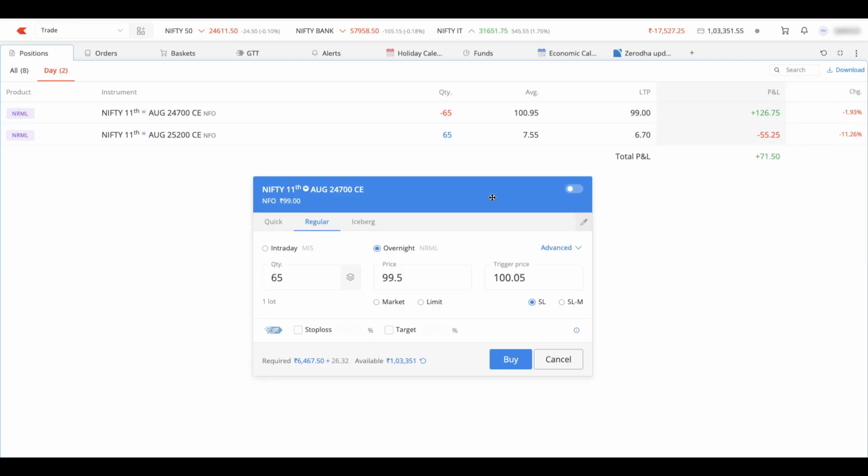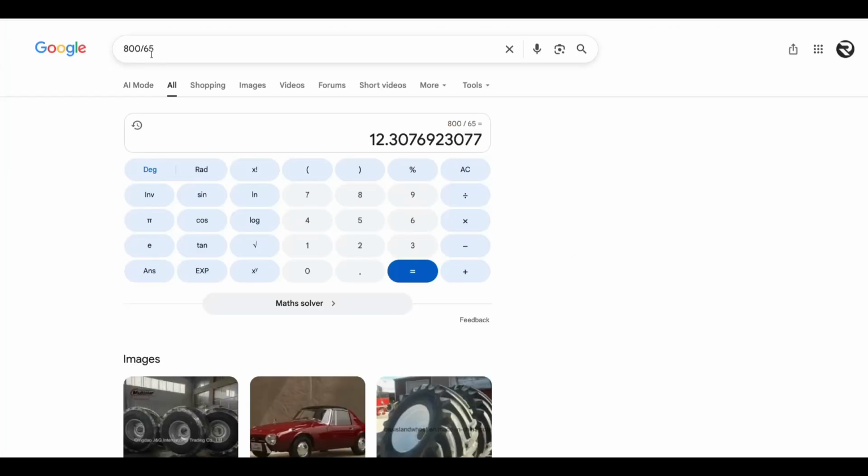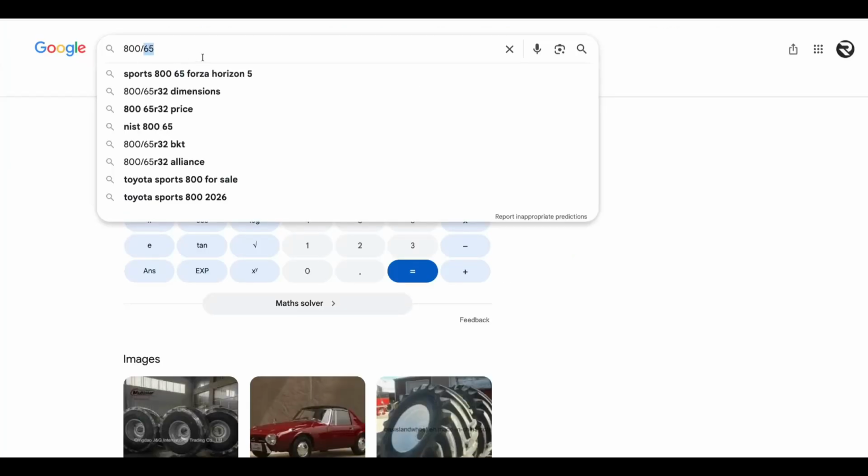So how do you determine the stop loss price? For example, in this option trade, I am okay with losing 800 rupees. So I divide 800 by 65. Why 65? Because the Nifty lot size is 65.